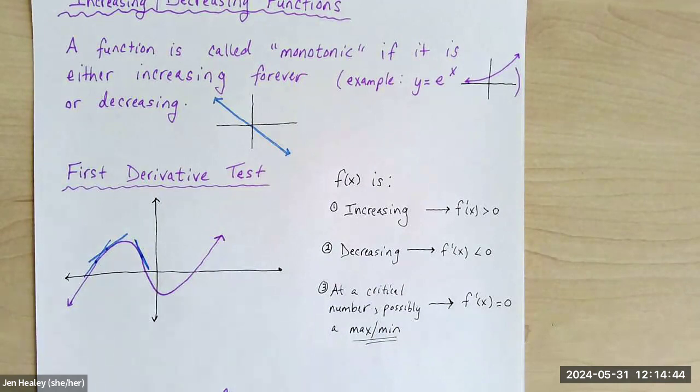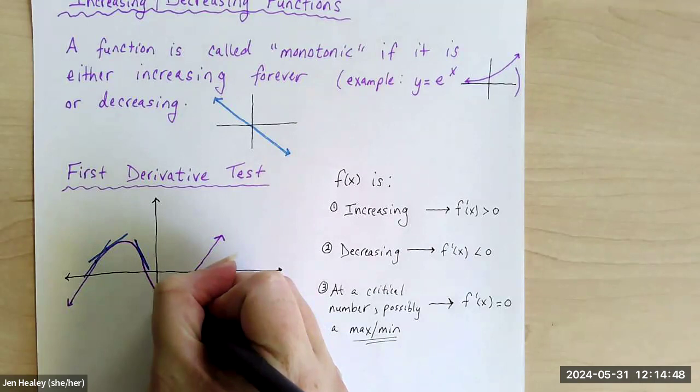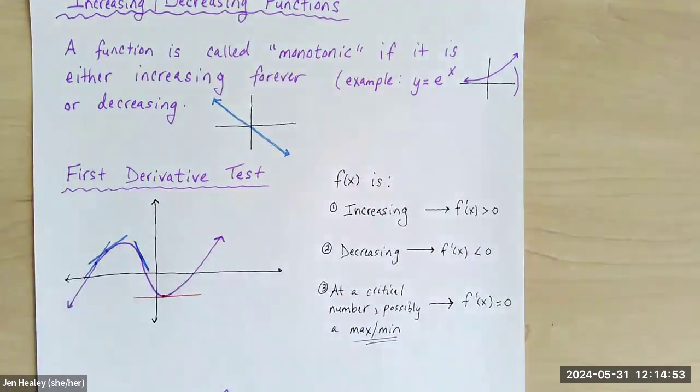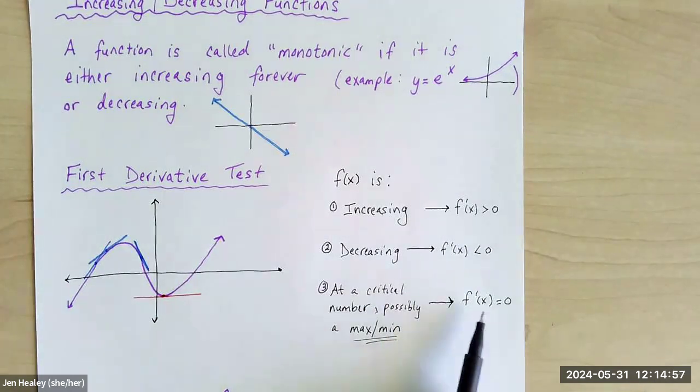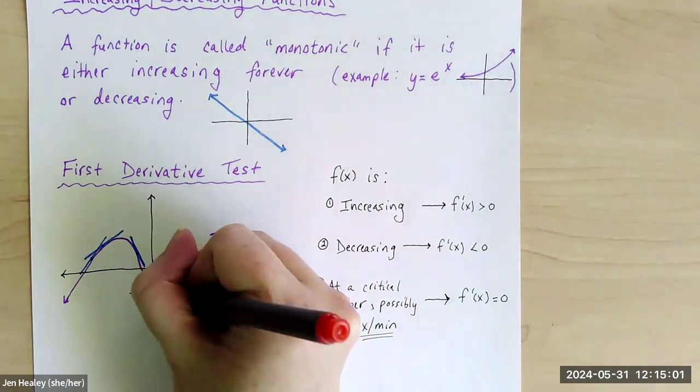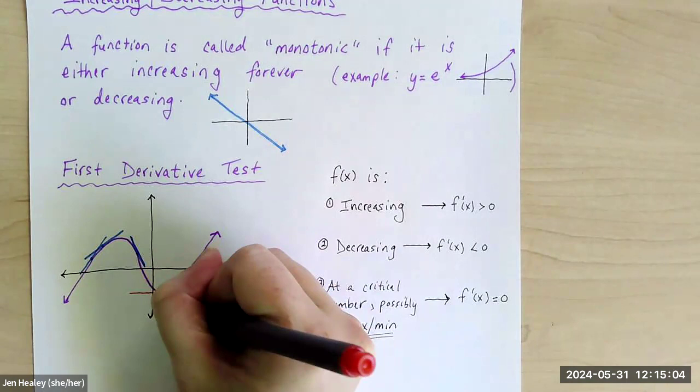So a max or a min, we would say that this point right here would be a local minimum. Our derivative at that local minimum would equal 0. So right there, we have a local minimum.